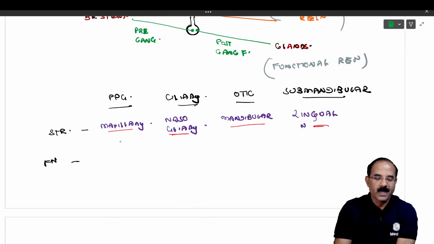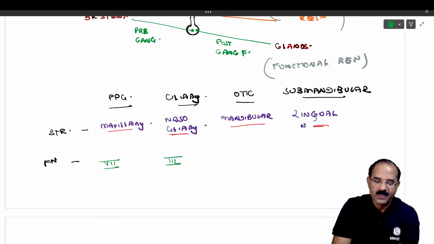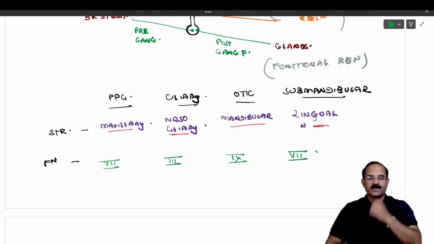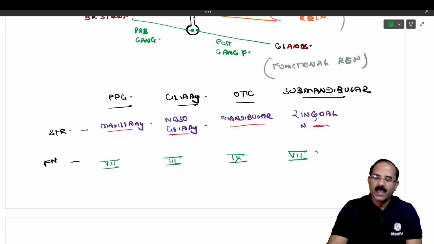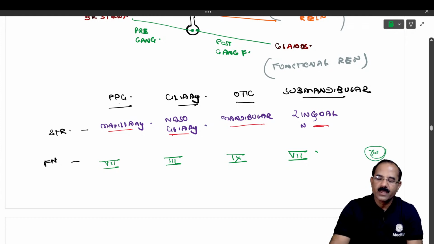Now, the pterygopalatine ganglion is functionally related to which nerve? 7. The ciliary ganglion is related to 3rd nerve. The otic ganglion is related to 9th nerve, and the submandibular ganglion is related to the 7th nerve. 7397. वेगस का कोई ganglion नहीं होता है.